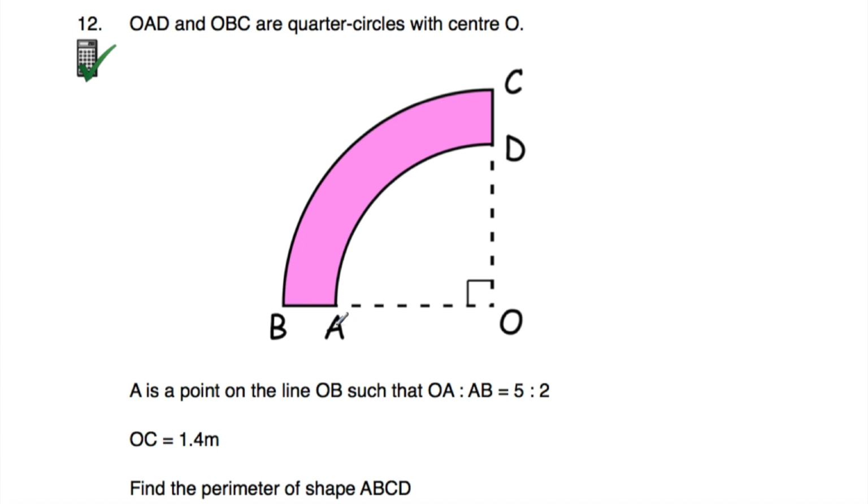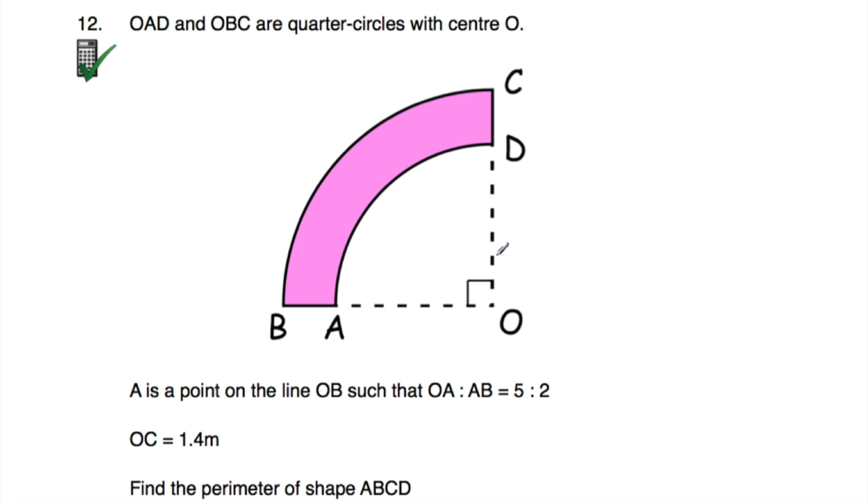And then we're told that the point A is on the line OB such that the ratio of OA to AB is 5 to 2. So in other words, if this is 5 centimeters, this would be 2 centimeters. That's the ratio. This could be 10 centimeters, this could be 4 centimeters, and so on. So we've got the ratio of the lengths of this length to that length.